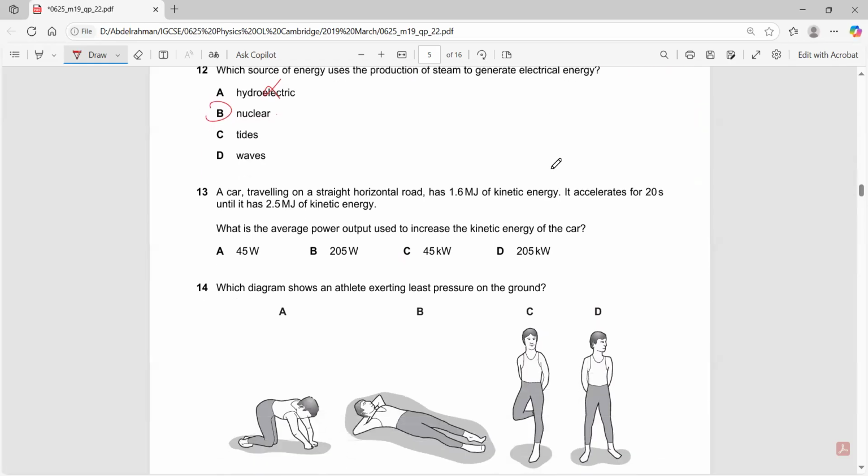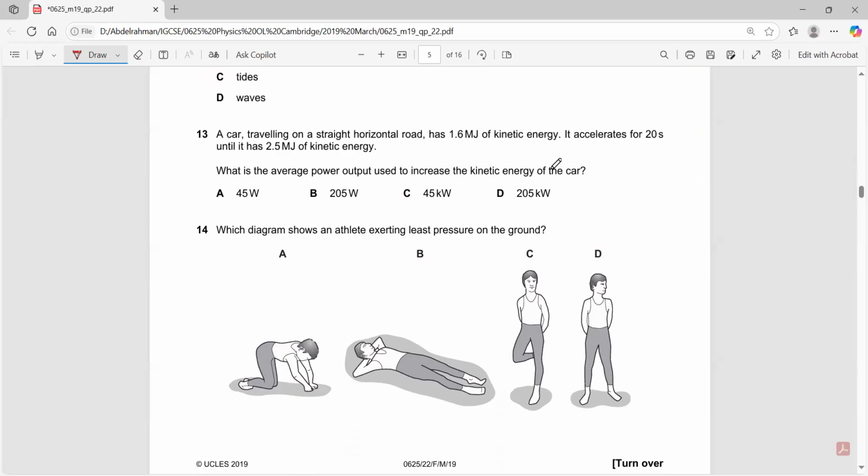A car traveling on a straight horizontal road has 1.6 megajoules of kinetic energy. It accelerates for 20 seconds until it has 2.5 megajoules of kinetic energy. What is the average power output? Can I find the power output? Yes, power would be used to increase the kinetic energy. So basically, I want to find the difference in the kinetic energy.